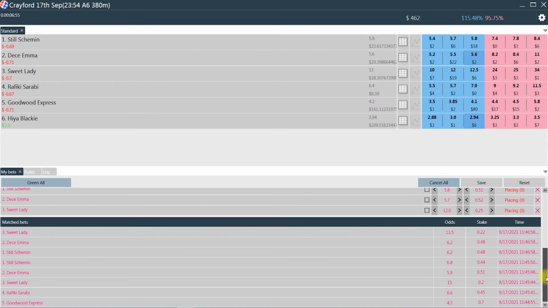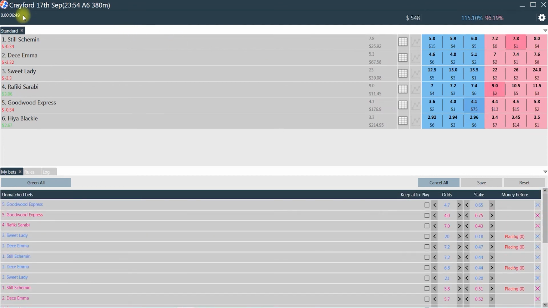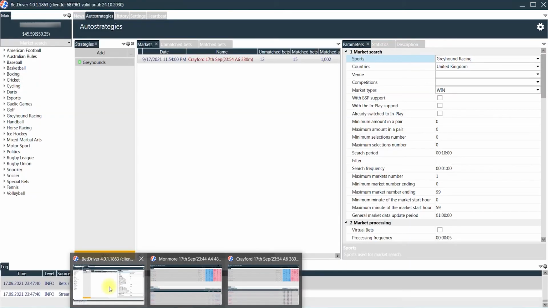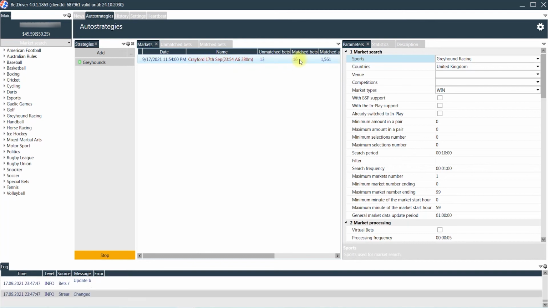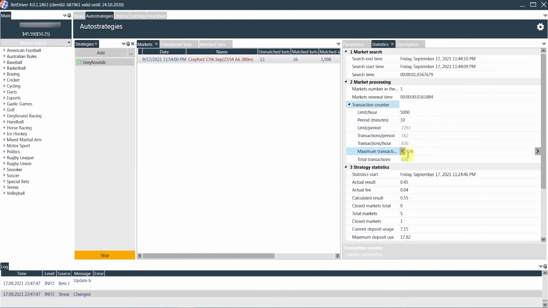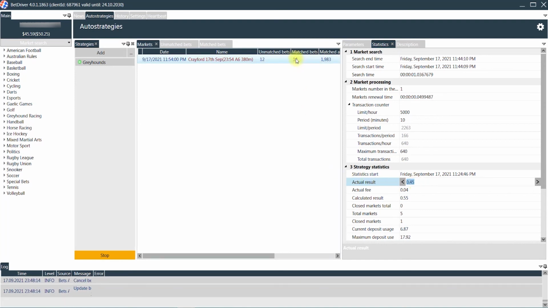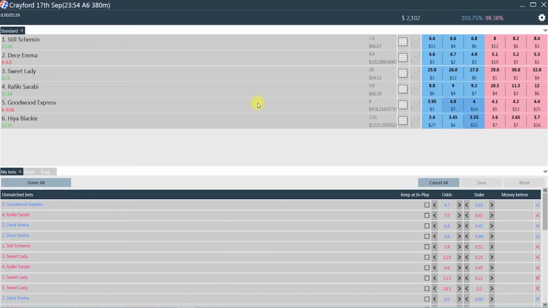8 lay bets are already accepted. Now we see that 15 bets are accepted and 13 bets remain unaccepted. There is still a long time before the market closure, so the number of matched bets will be much higher. The fifth market has appeared in the statistics. We see that the calculated result is 55 cents, and in fact we received 45 cents after 5 markets. We return to the sixth market. 18 bets have already been accepted.